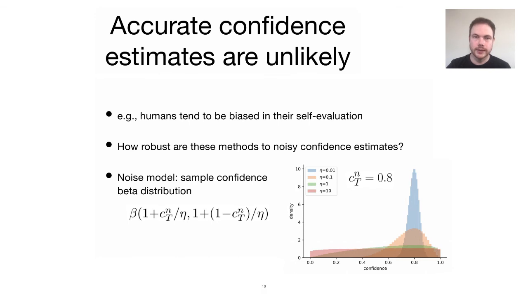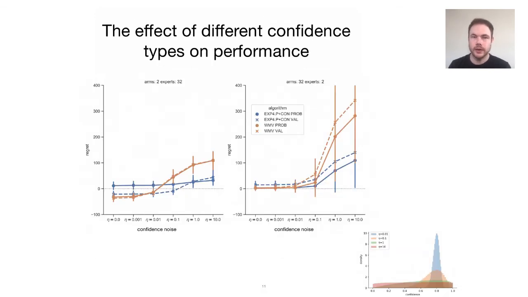Right, so let's look at how this affects performance. Okay, we plot again here the regret for our two algorithms. This time the x-axis is the noise level, so the further right we go, the less accurate the confidence estimates are. We have in orange the weighted majority vote, and in blue XP4P plus con. Dashed lines use value advice, solid lines use probability advice. Then we have again the distinction between a lot of arms, few experts, and few arms, a lot of experts.